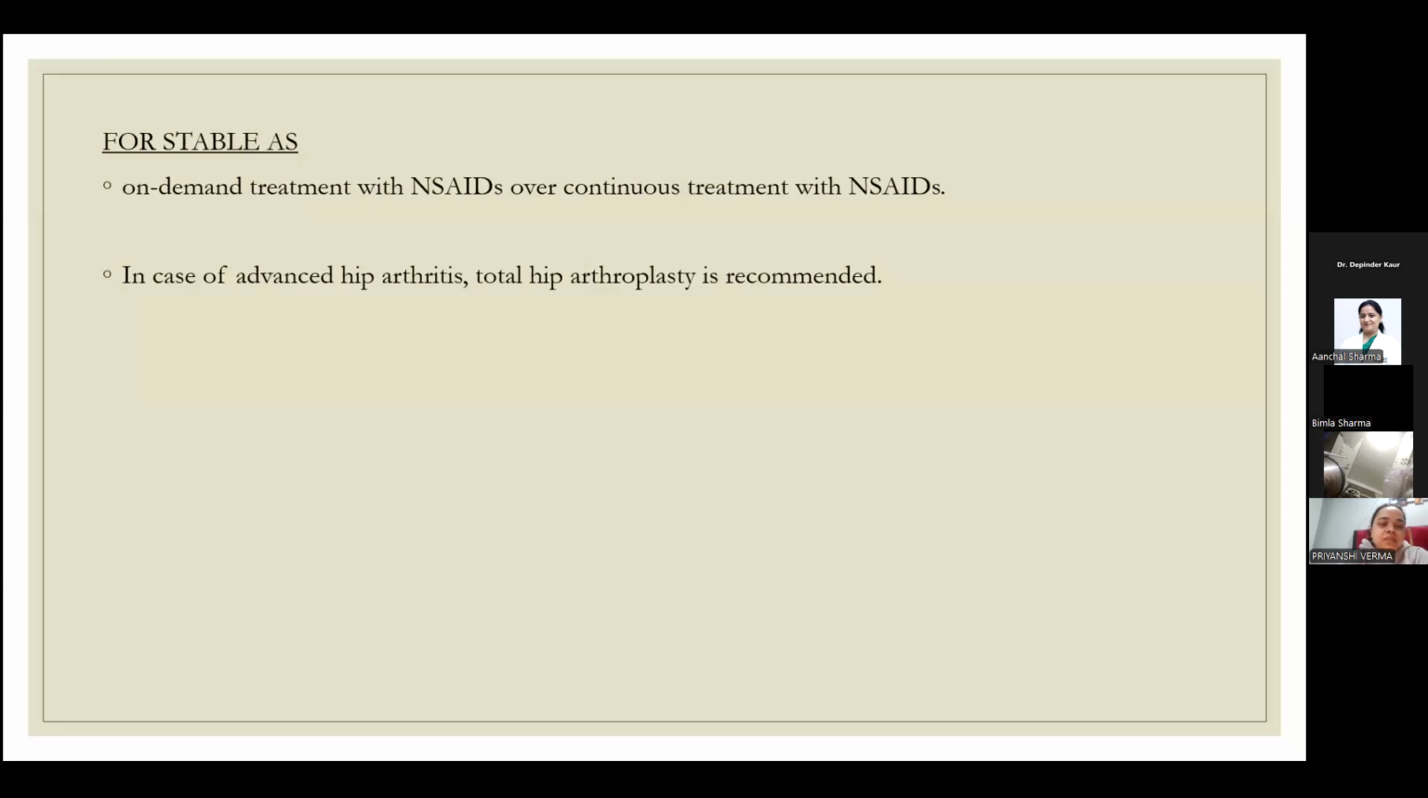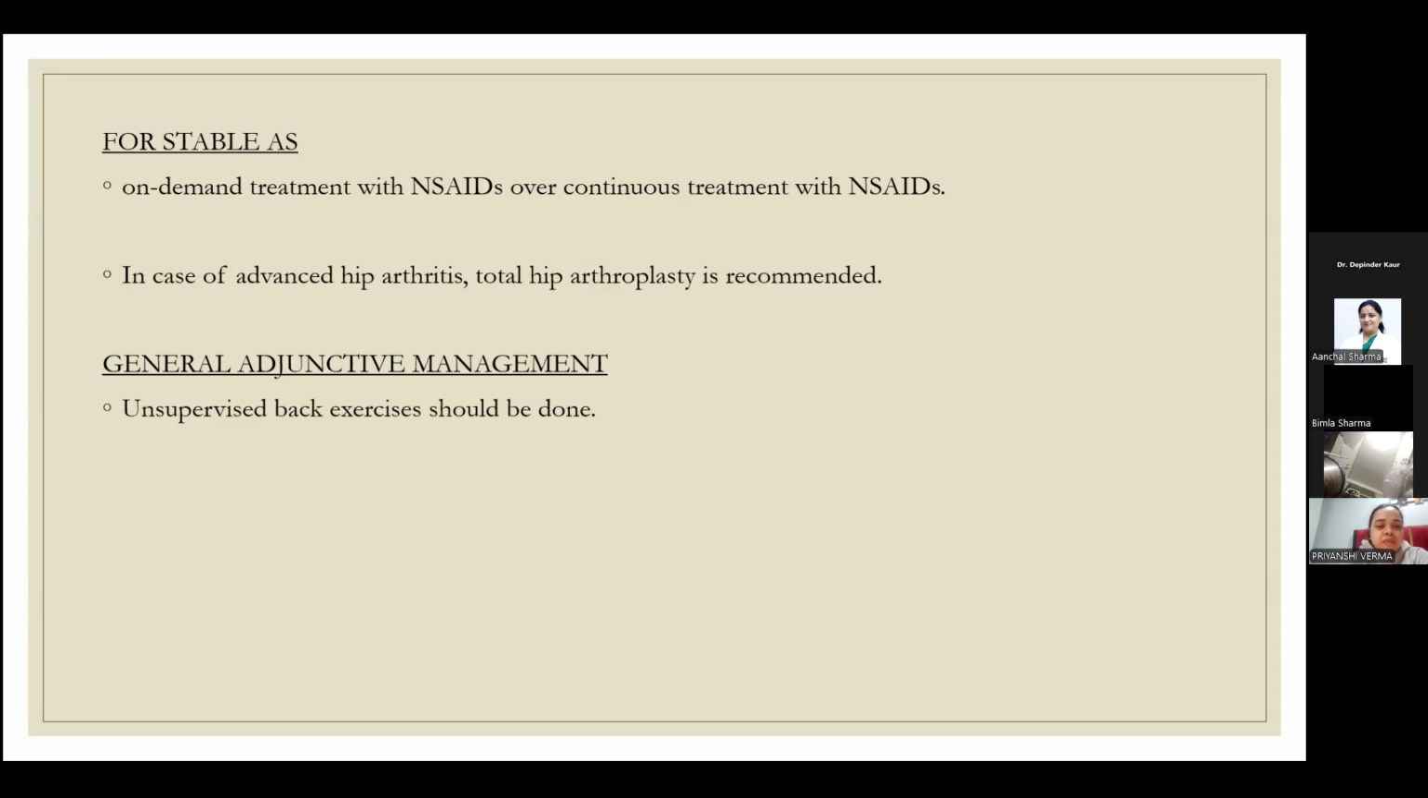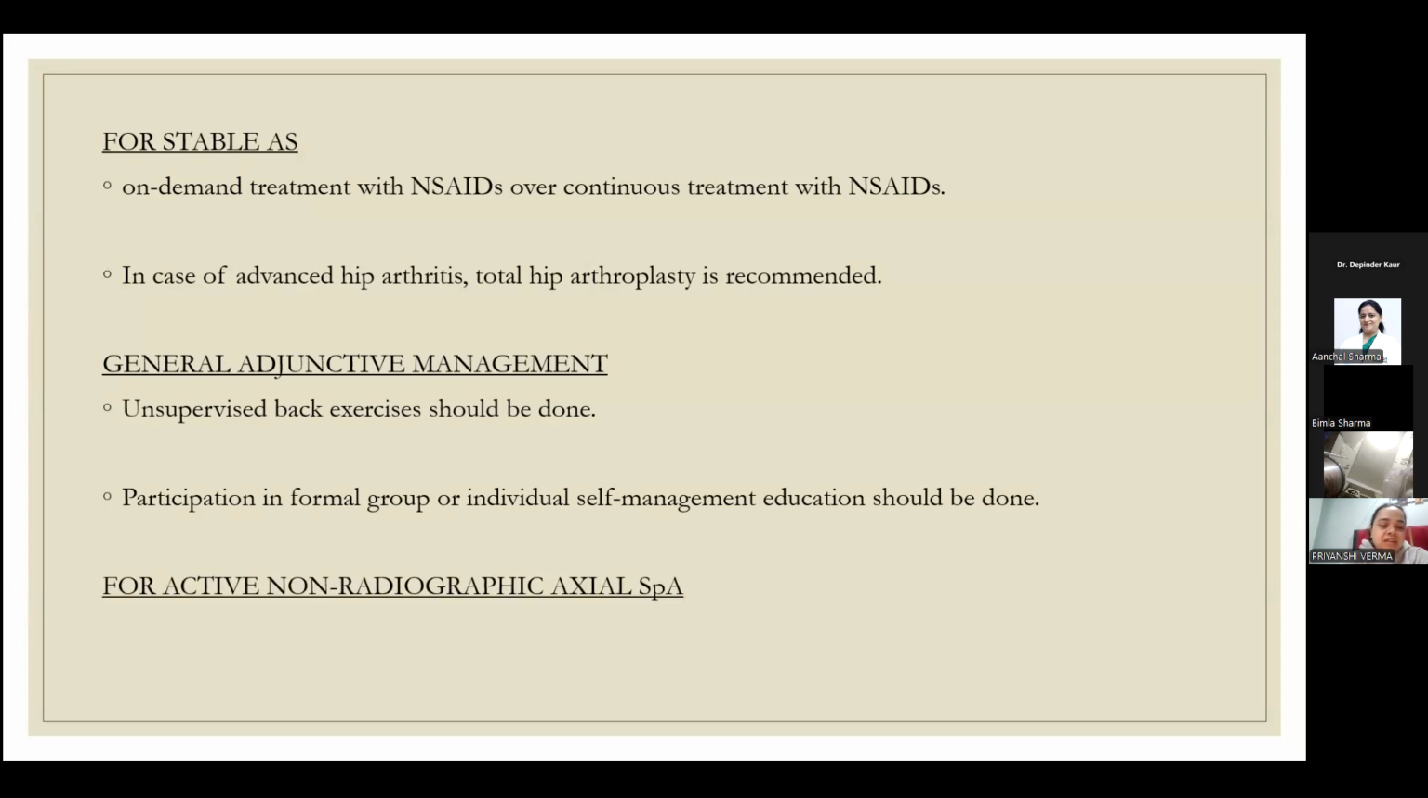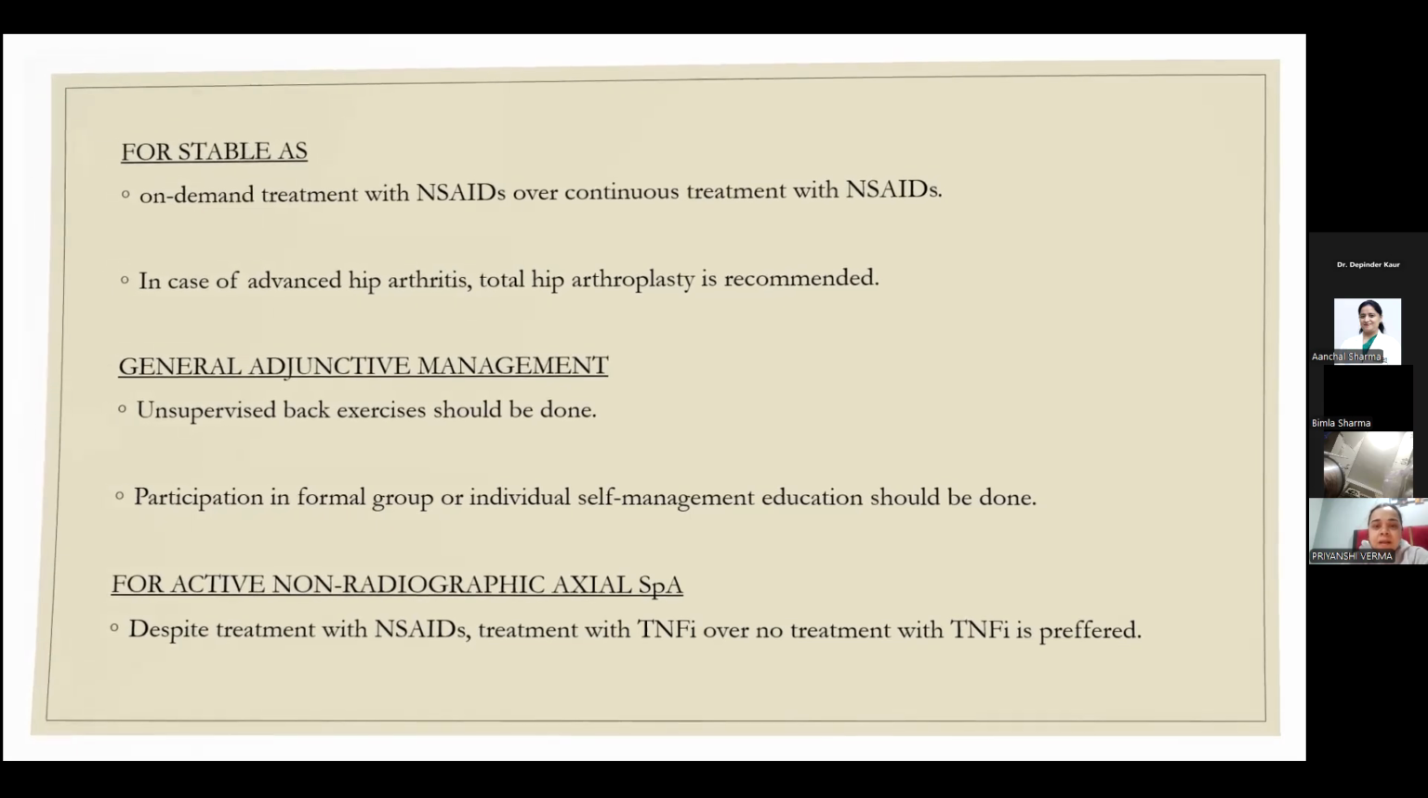In case of advanced hip arthritis, total hip arthroplasty is recommended. General adjunctive management is recommended for stable as well as active AS. Unsupervised back exercises should be done, and participation in formal group or individual self-management education should be done. Now coming to active non-radiographic axial spondyloarthritis, the main recommendation was that despite treatment with NSAIDs, treatment with tumor necrosis factor inhibitors over no treatment with tumor necrosis factor inhibitors is preferred.